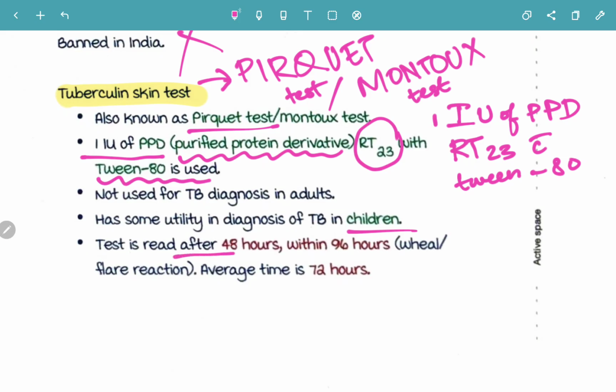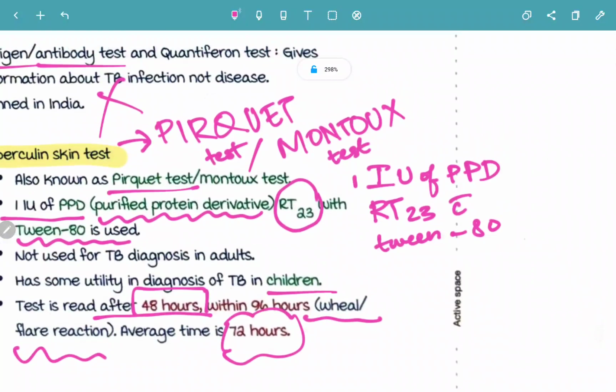The test is going to be read after 48 hours. Very important. After 48 hours, look for a wheal or a flare reaction. The average time is generally 72 hours.